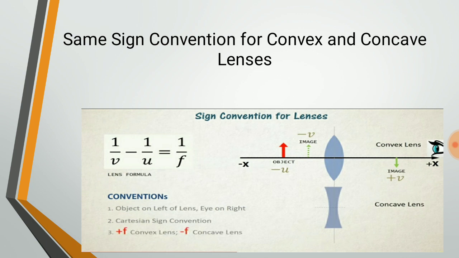There is no separate sign convention for a convex lens and a concave lens. Both have the same sign conventions. All the 5 rules are applicable for both convex and concave lenses. If it is a convex lens, then the focal length is considered as positive, and if it is a concave lens, then the focal length is considered as negative. It is a very important point while solving problems. So plus f denotes a convex lens, and minus f denotes the focal length of a concave lens.